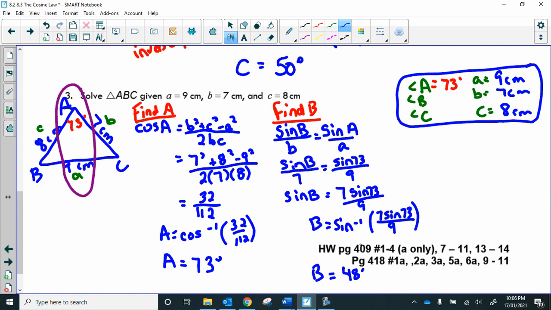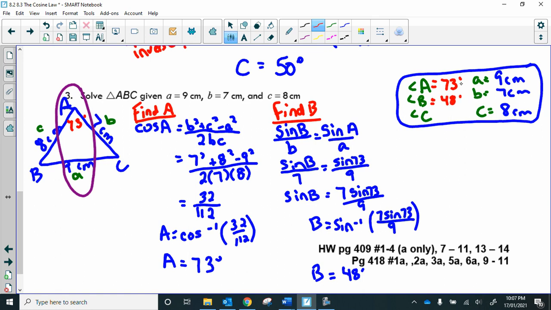I'm just going to try that in my calculator here. 7 times sine 73 divided by 9, 74 degrees. Whoop. Sine inverse. 7 times sine 73. Yeah, 48 degrees. Sorry, 48 degrees. I was right. So 48.